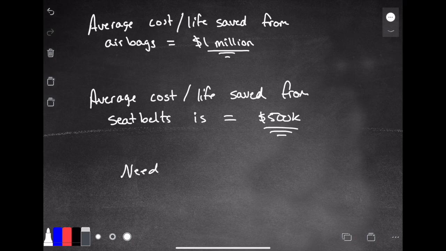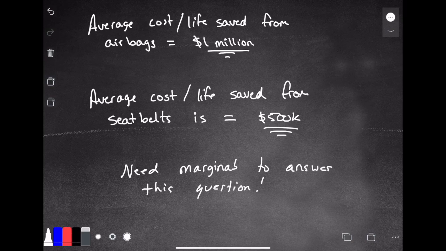So we need the marginals to answer this question. We cannot answer this question without knowing what the marginals are. It could easily be that we need to spend another $2 million on seatbelts to save 1 more life, and that we'd only need to spend $1.1 million on airbags to save another life. And given that we're trying to save the most lives with the fewest dollars possible, if these numbers were accurate, then we should buy the airbags, even though their average cost is actually higher per life saved.